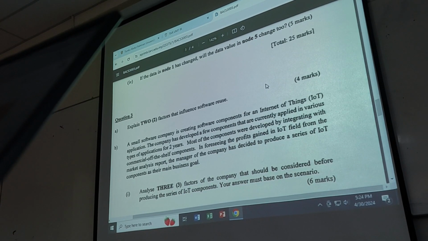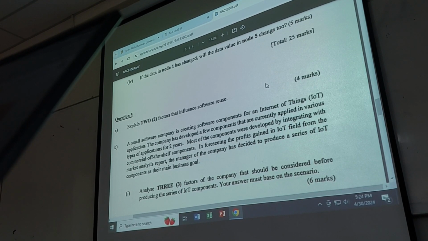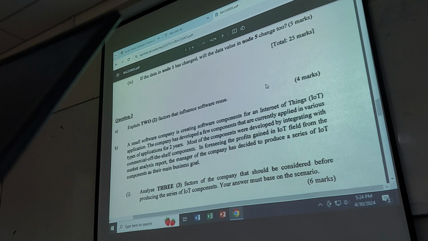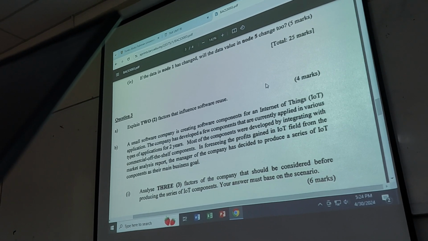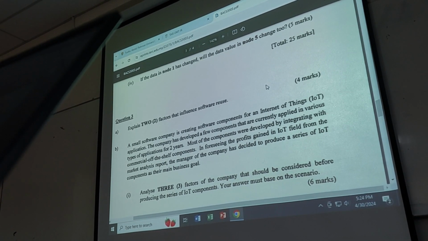Question B2. Give me the second factor that affects you, that you consider before you contribute to produce or use. Okay. Managerial factors here.